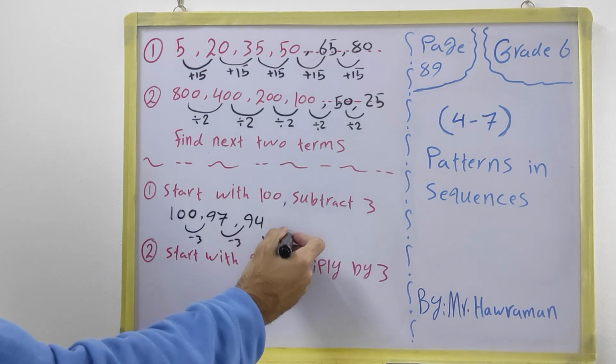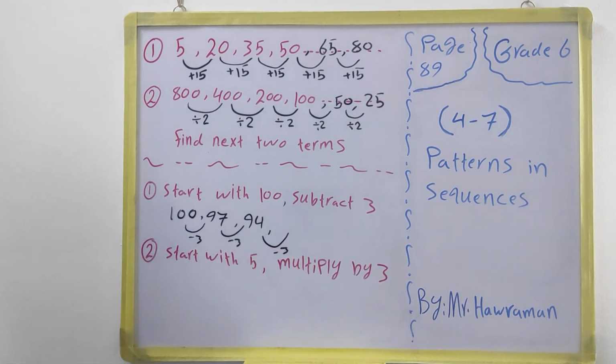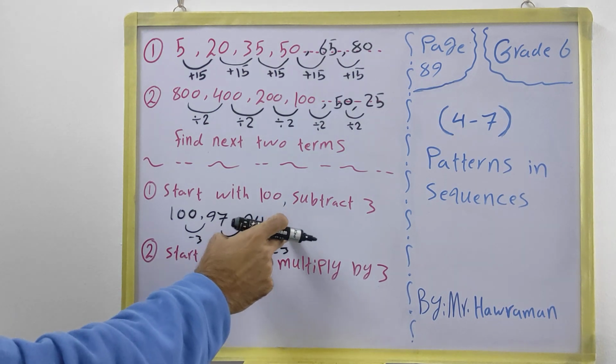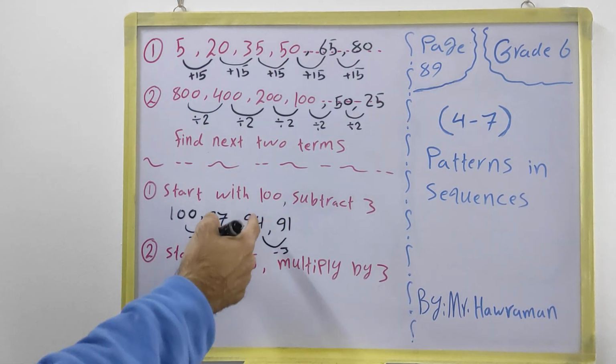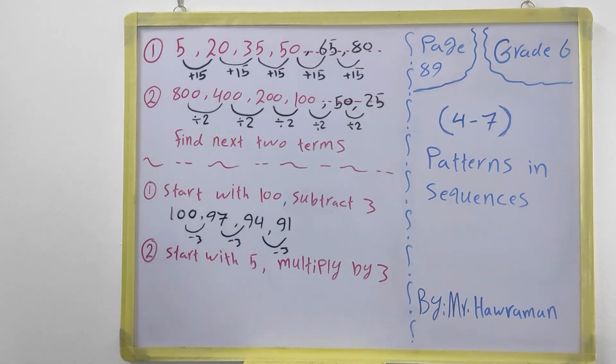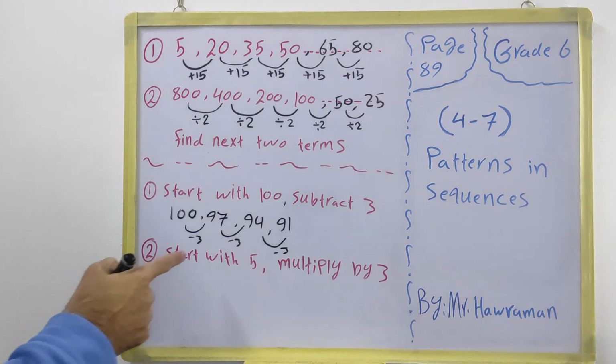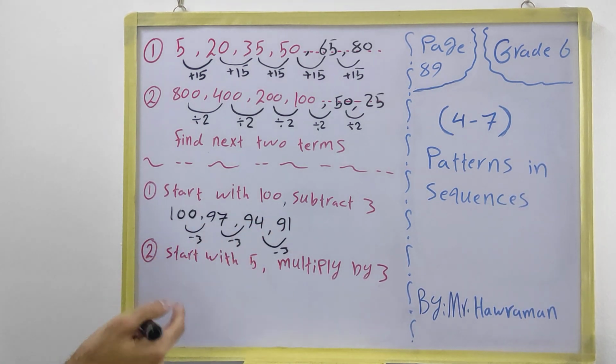Again, minus 3. It keeps going because the rule is subtract 3. Even if we want to write the other terms, again minus 3, as it asks, but normally we write 4 terms, it's enough.